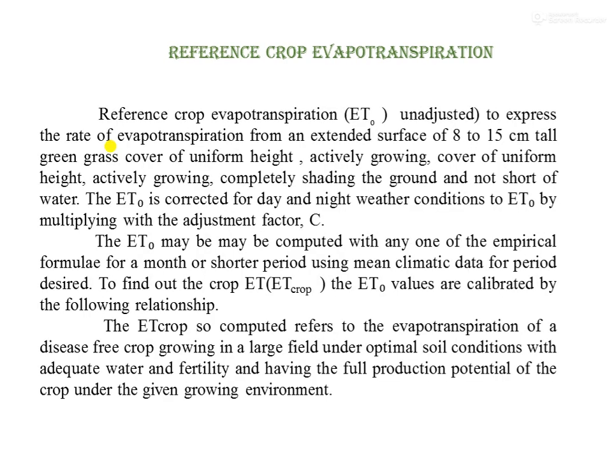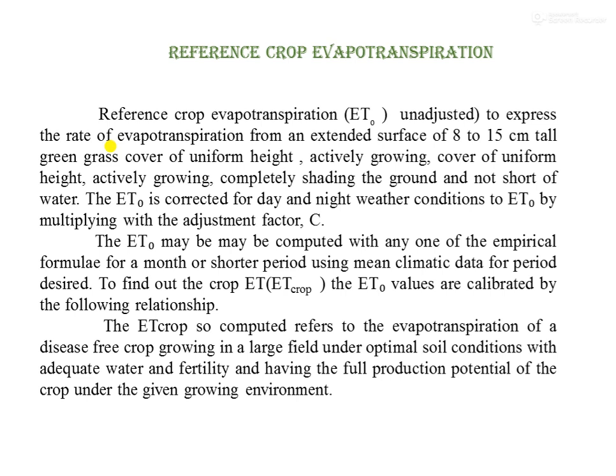Then reference crop evapotranspiration. Reference crop evapotranspiration expresses the rate of evapotranspiration from an extended surface of 8 to 15 centimeter tall green grass cover of uniform height, actively growing, completely shading the ground and not short of water. The evapotranspiration is corrected for day and night weather conditions to potential evapotranspiration by multiplying with the adjustment factor C. The potential evapotranspiration may be computed with any one of the empirical formulae for a month or a shorter period using mean climatic data for the period desired.